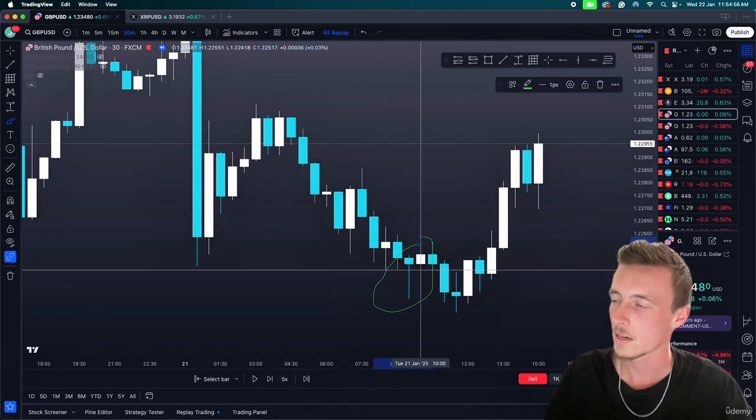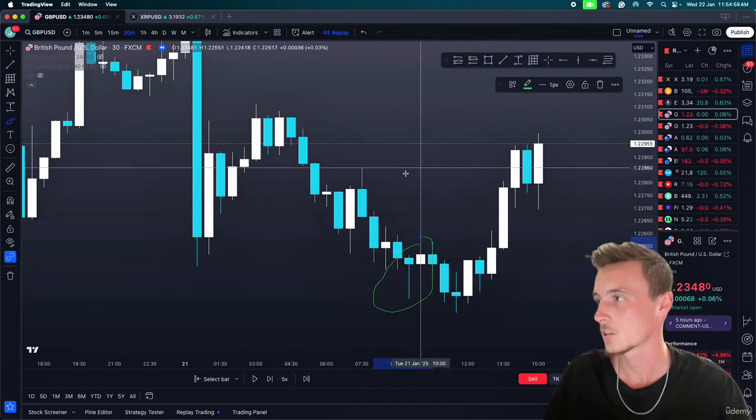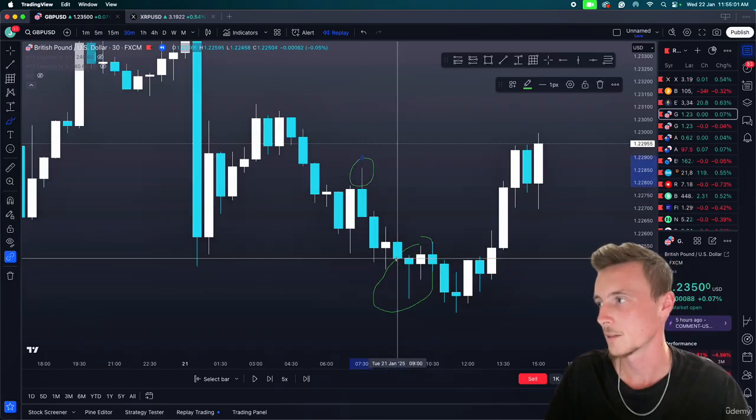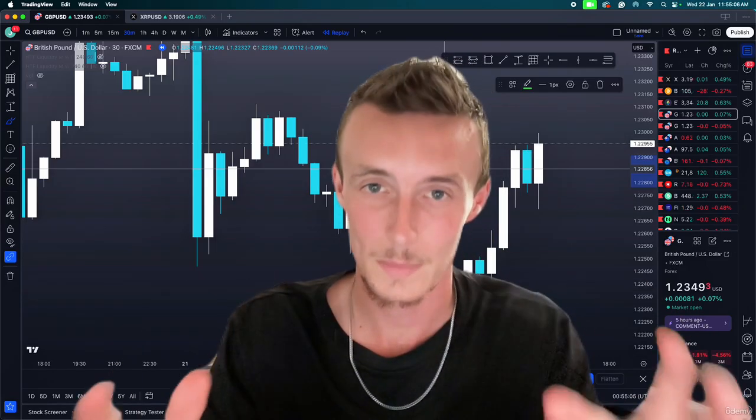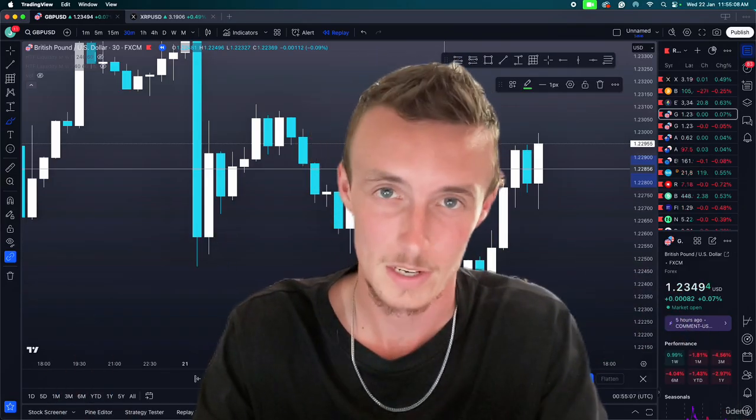A wick to the downside shows that it is buying pressure. A wick to the upside, like here, shows that there is bearish selling pressure. So take a couple of notes of them, go and find some examples, go and play around on the charts and see if you can identify candlesticks.